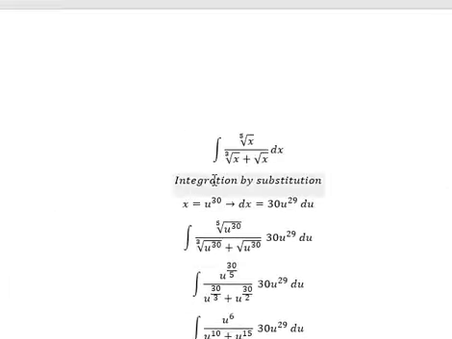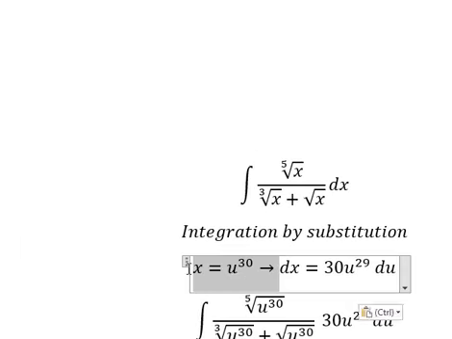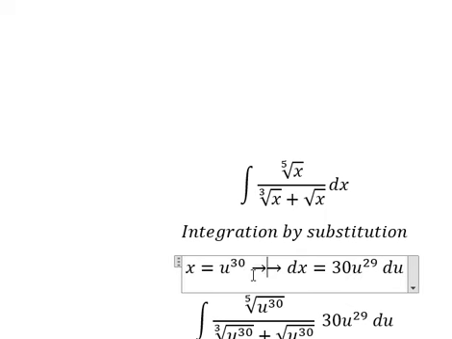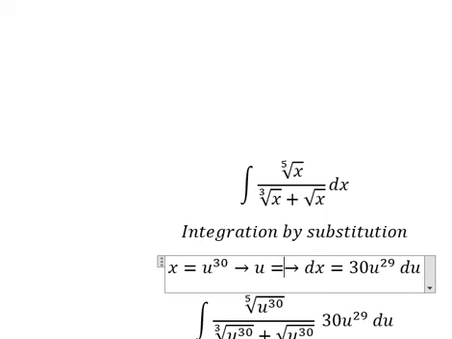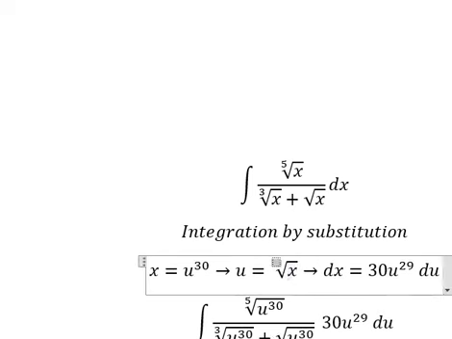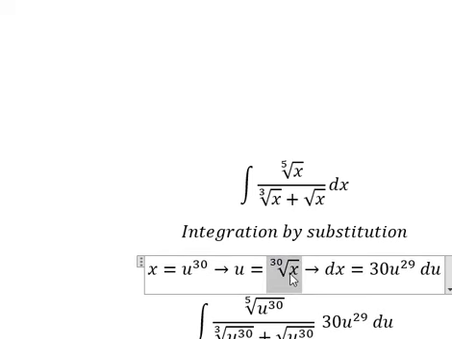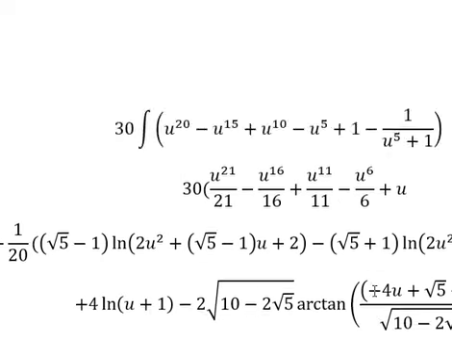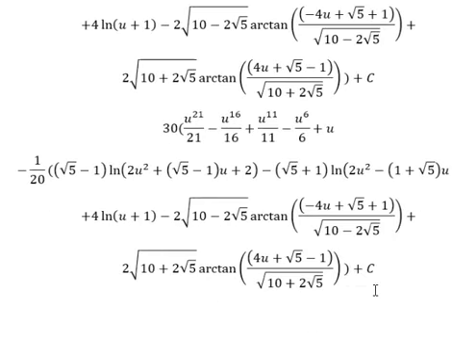So about u, that is this one. So we put the root of 30 on both sides, and we got it like this. So I will change this one for you, and you get the final answer.